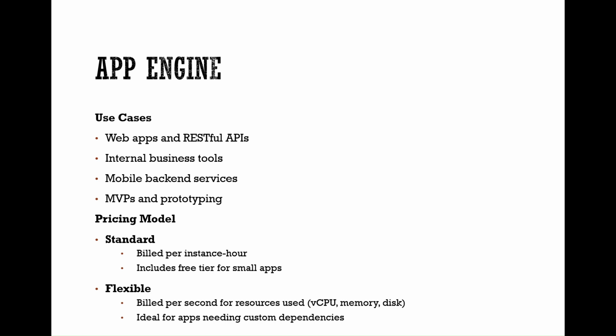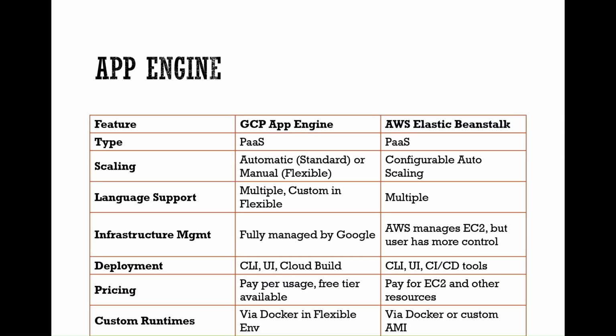I think that's a quick overview of App Engine. Now let's take a look at the differences between GCP App Engine and the same service provided by AWS, that is Elastic Beanstalk. Both are platform as a service, but GCP has two types of scaling, automatic and manual. In AWS Beanstalk, we also have auto scaling, but it's configurable. Both GCP and AWS support multiple languages, but if you are using standard, then in GCP standard you have some limited languages available.